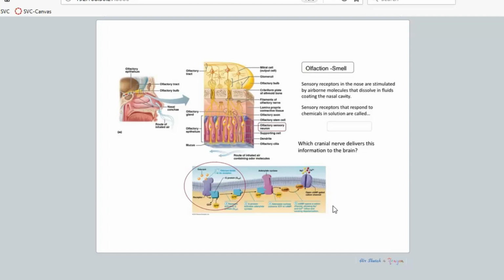Now, what has to happen for these sensory receptors to be stimulated? Well, we have to have an odor molecule, and that odor molecule has to actually dissolve in this mucus layer. Once it dissolves in that mucus layer, that allows these sensory receptors to detect that odor molecule. The odor molecule binds to the sensory receptor, then it activates a whole pathway, which results in an electrical signal, which then goes towards the brain.